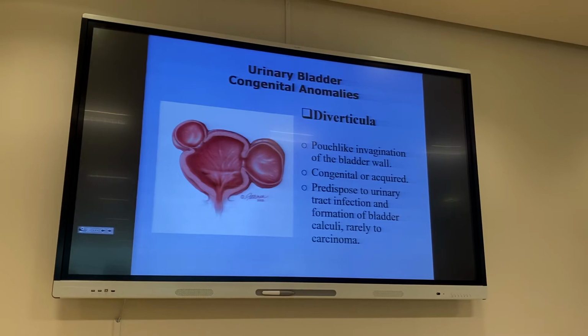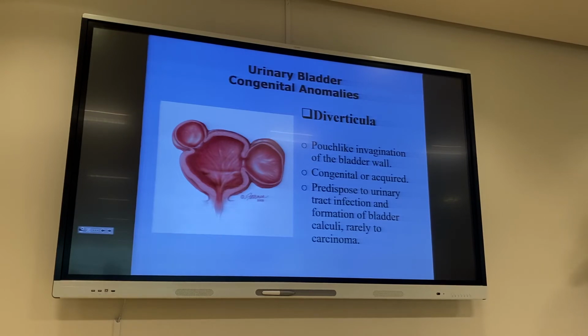Diverticula. So this is what I mentioned to you. Because the muscular layers of the urinary bladder wall are not completely overlapped, they leave spaces between them when the urinary bladder contracts against an obstruction. This obstruction, 99% of the time, is actually prostatic hypertrophy.